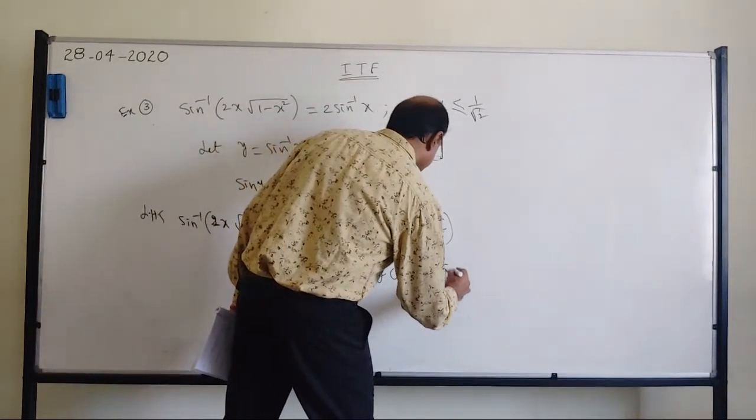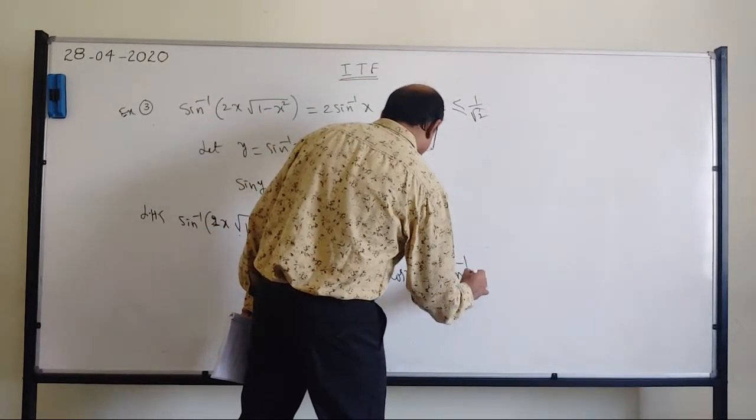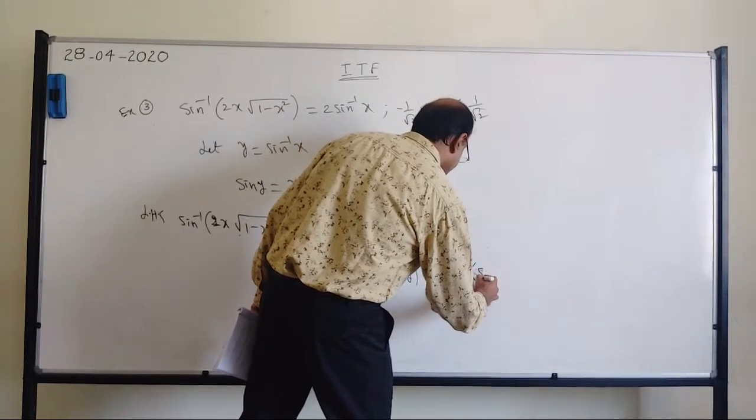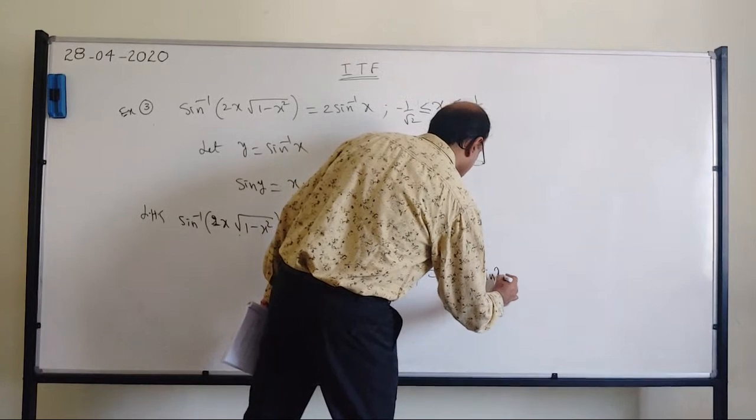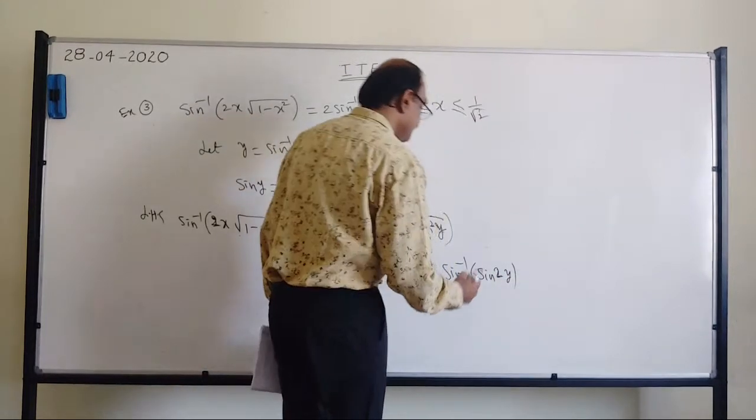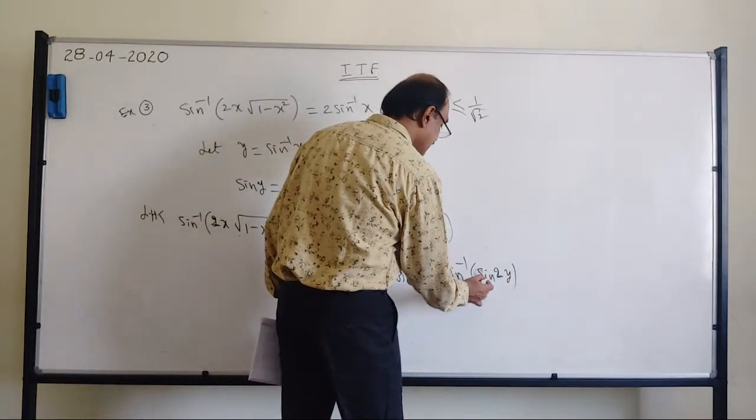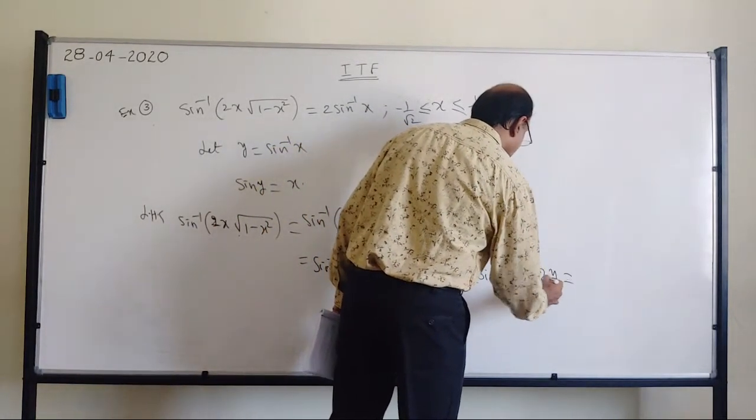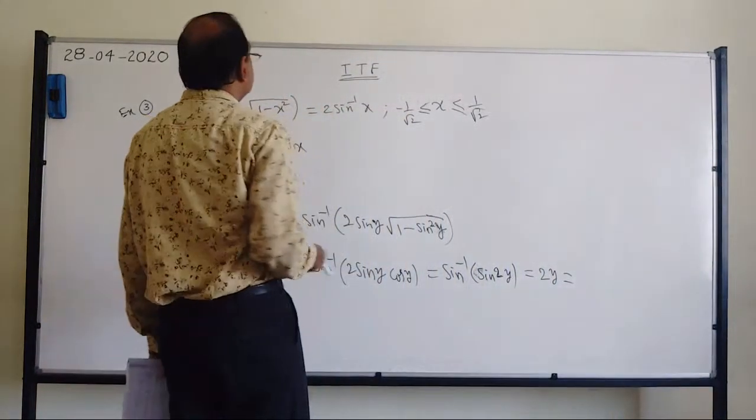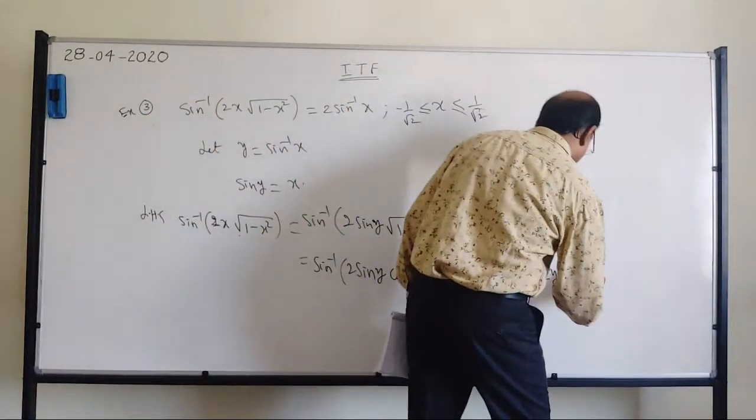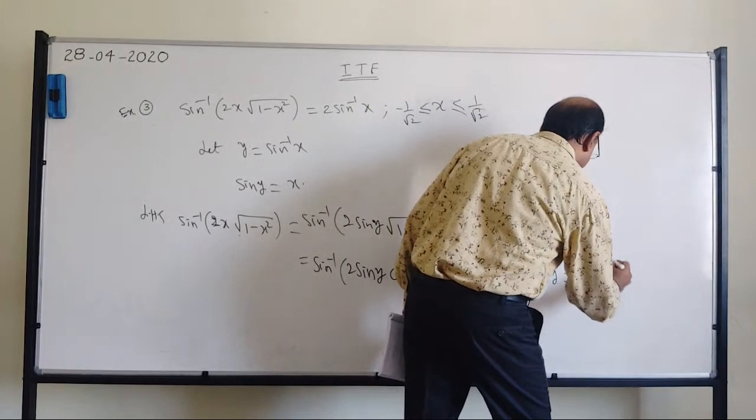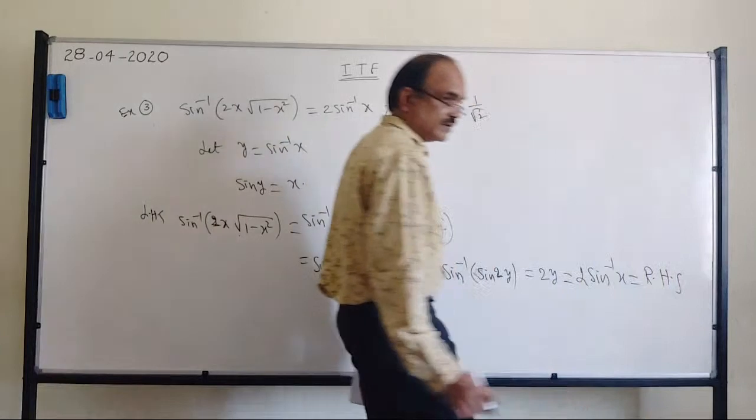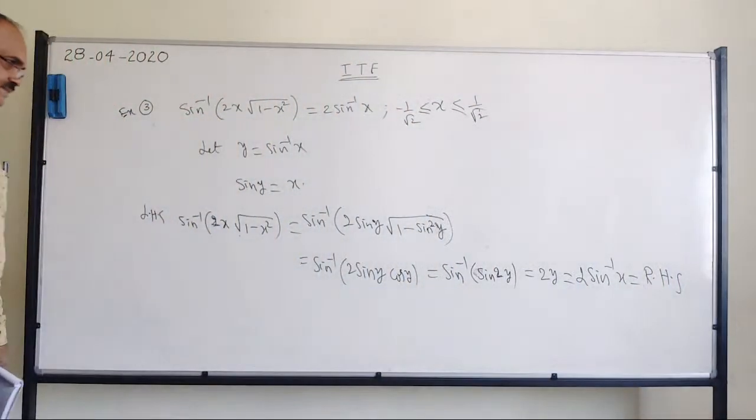What is 2 sin y cos y? That is sin inverse of sin 2y. Sin 2y. So sin inverse sin is gone. So what do you get? 2y. What is y? You started with y equals sin inverse x. So 2 times sin inverse x, which is equal to RHS.